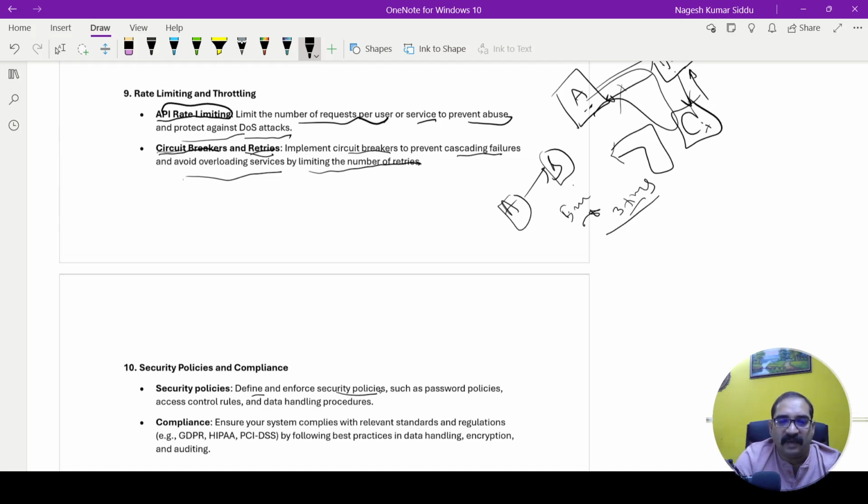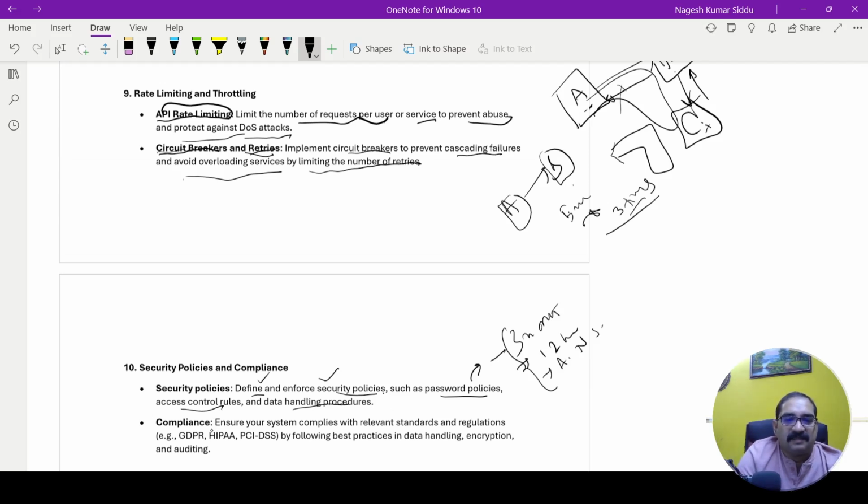Define and enforce security policies such as password policies, like every 3 months we have to change the password, or the password should be a minimum of 12 characters in length. It should have alphanumeric and special characters. So all these policies need to be defined and enforced. Then access control rules and data handling procedures. All these security policies need to be followed.